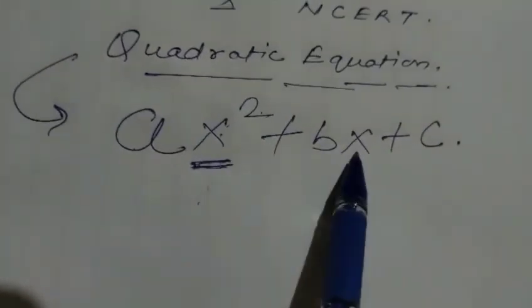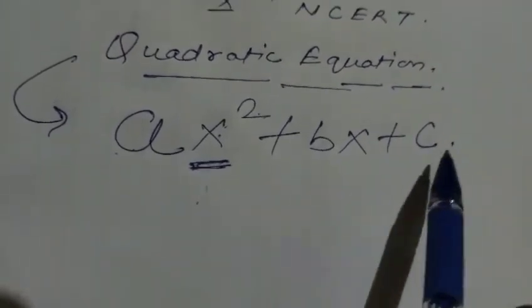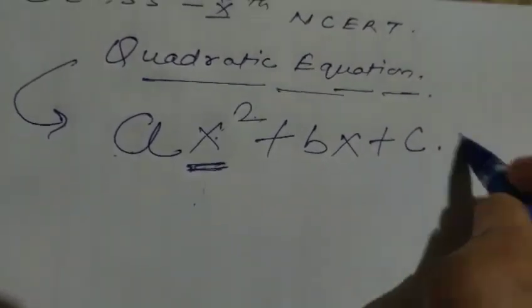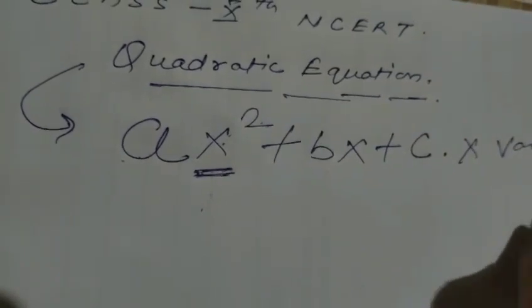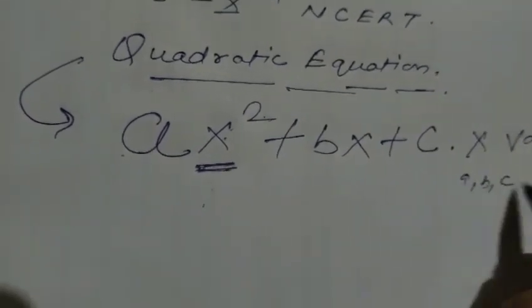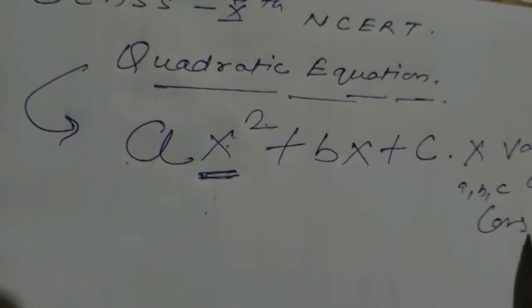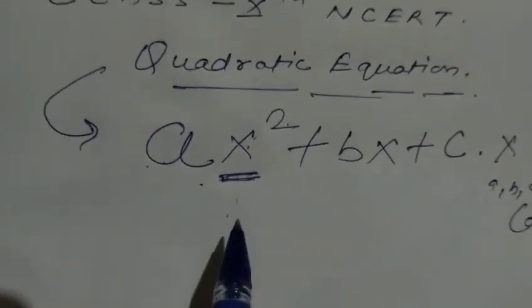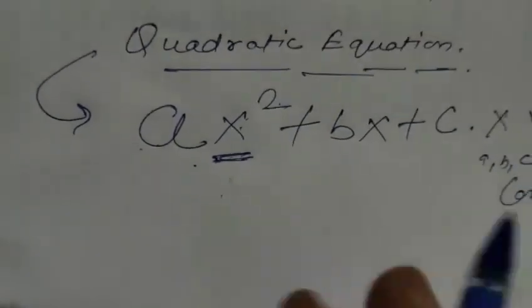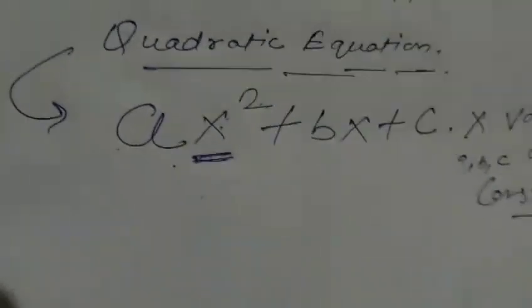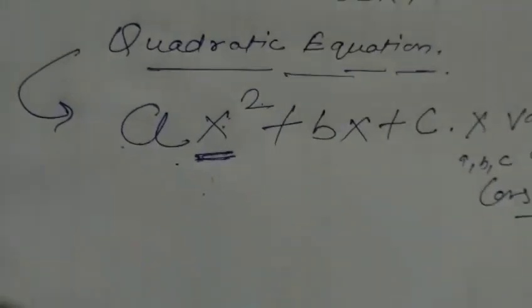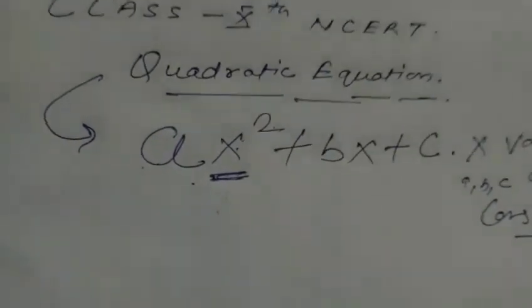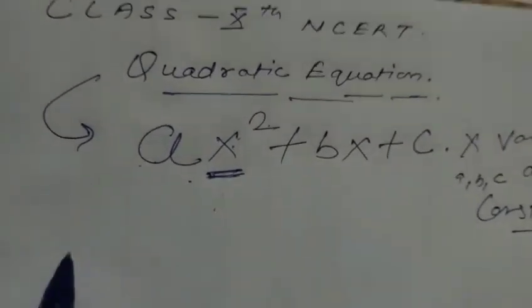Here x is the variable and a, b, c are constants. This is an ideal quadratic equation. Whenever we talk about a quadratic equation, we talk about ax square plus bx plus c. It has two roots, one is alpha and the other is beta.